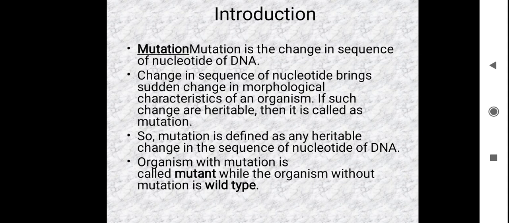So if these changes which occur within the sequence of nucleotides of the DNA are constant, they may be heritable. Now a mutation can be defined as any heritable change which occurs within the sequence of nucleotides of the DNA. The organism with a mutation or with the mutated DNA is called the mutant, while the organism without any type of mutation is called the wild type.